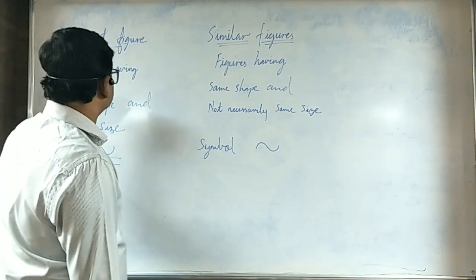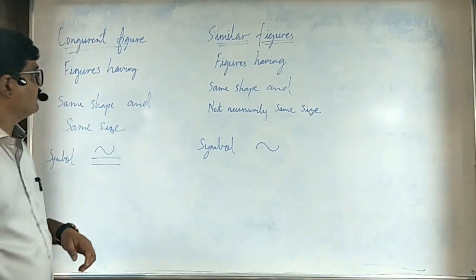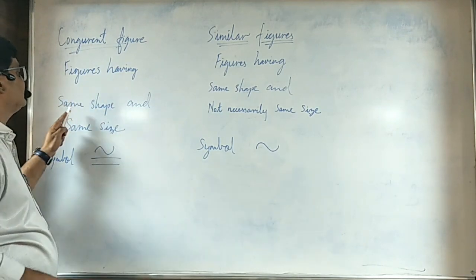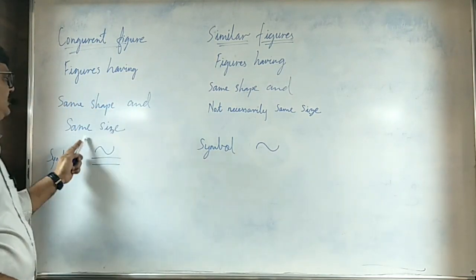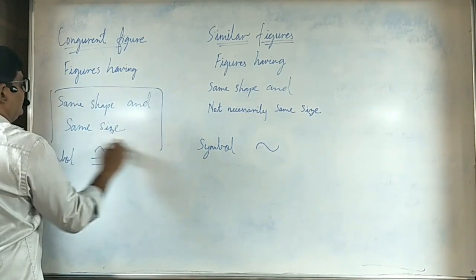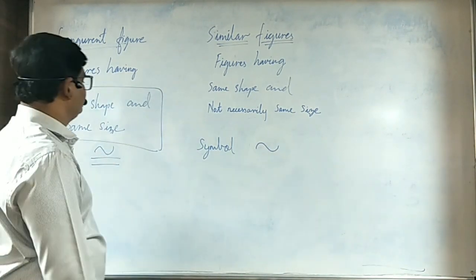Now, what are congruent figures? If you check this out, we have a congruent figure. For a figure to be congruent, it must have the same shape and the same size. That is, for a figure to be congruent, we must have the same shape and the same size.